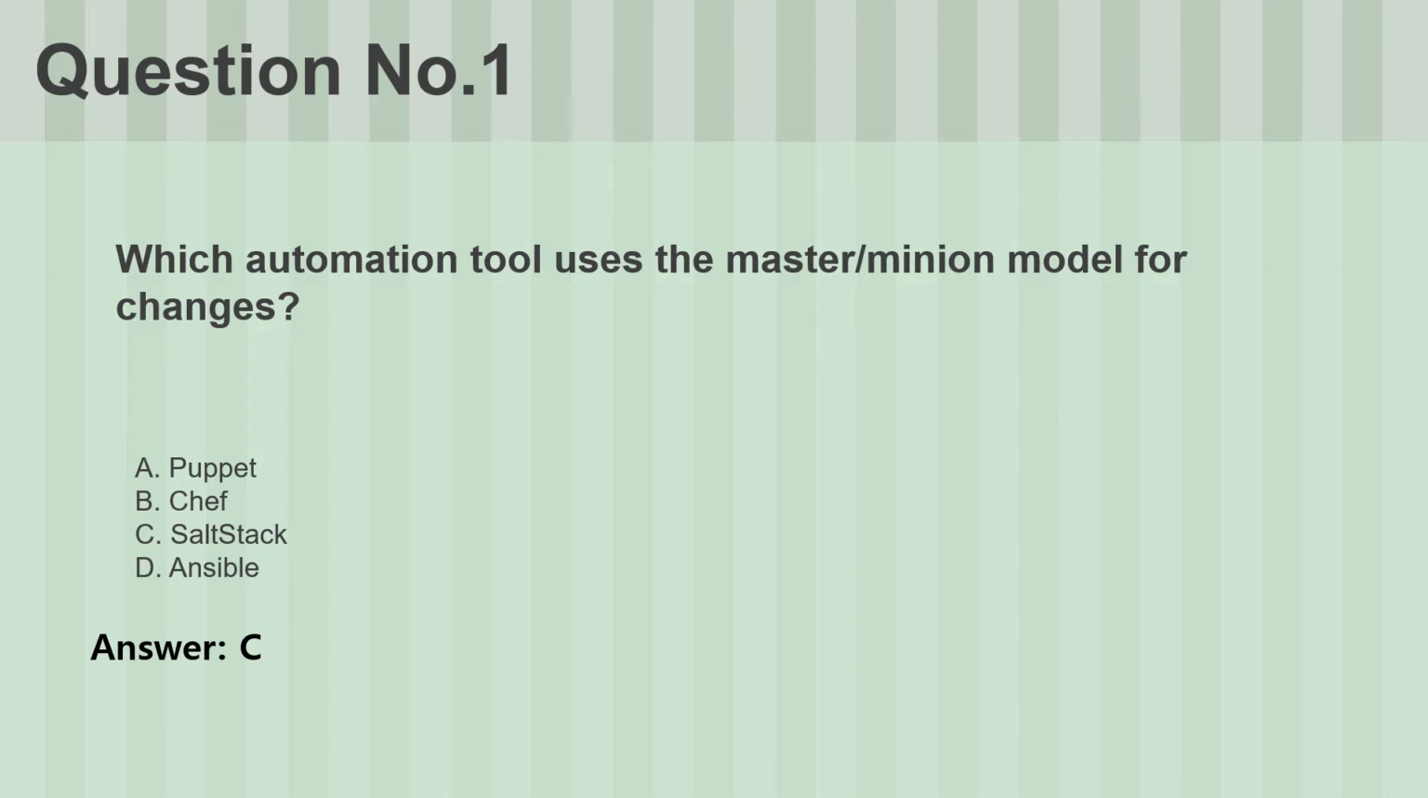Question number 1. Which automation tool uses the master minion model for changes? A. Puppet, B. Chef, C. SaltStack, D. Ansible. Answer C.